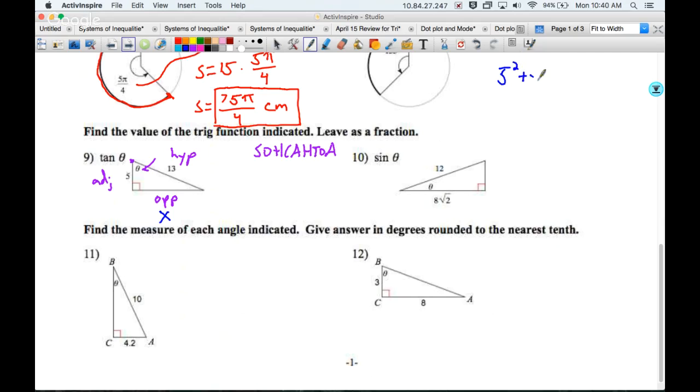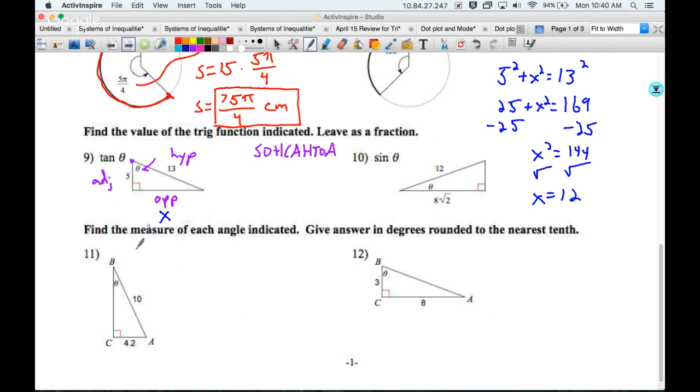5 squared plus x squared equals 13 squared. 25 plus x squared equals 169. Take the 25 away from both sides. X squared equals 144. Square root, x equals 12. All right, so my opposite is 12. My adjacent is 5.